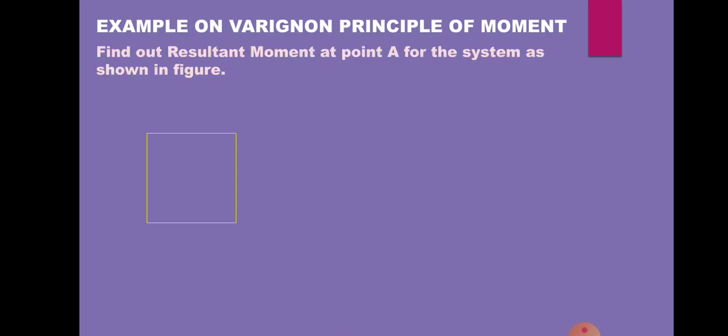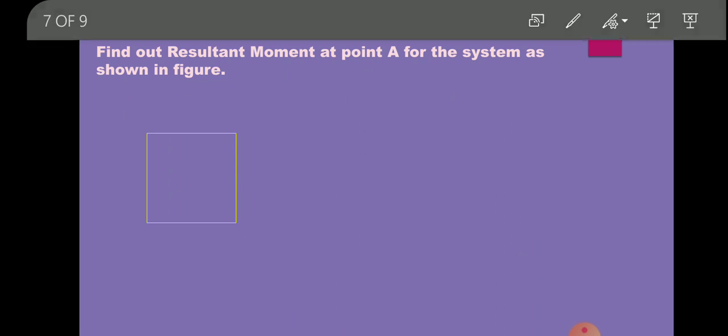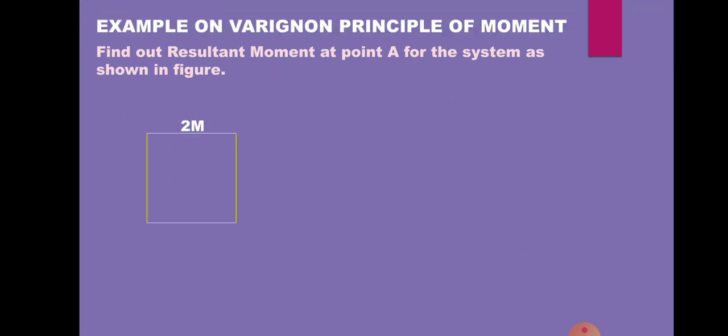Example of Varignon's principle of moments. Find out the resultant moment at point A for the system as shown in the figure. Here we have a square plane with sides of 2 by 2 meter and points A, B, C, D. At point A, a force of 10 Newton is acting. At point B, a force of 20 Newton is acting. At point C, a force of 30 Newton is acting. And at point D, a force of 10 Newton is acting.